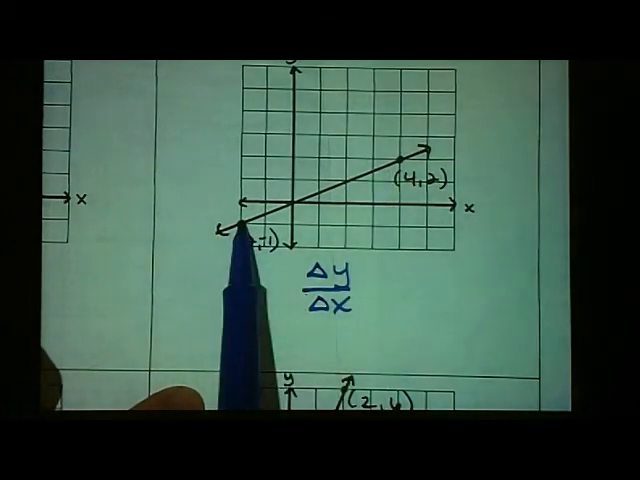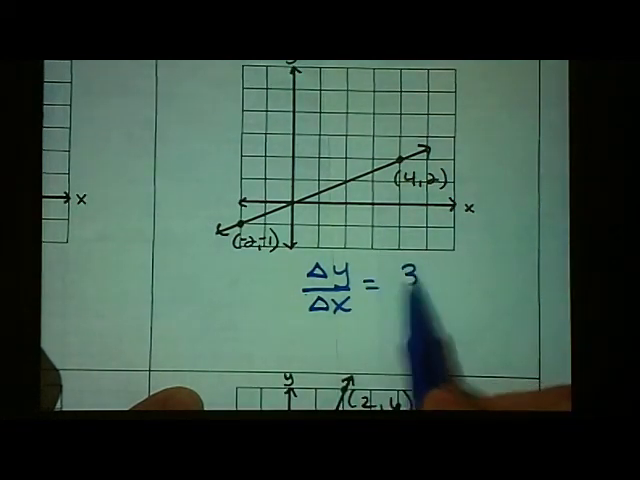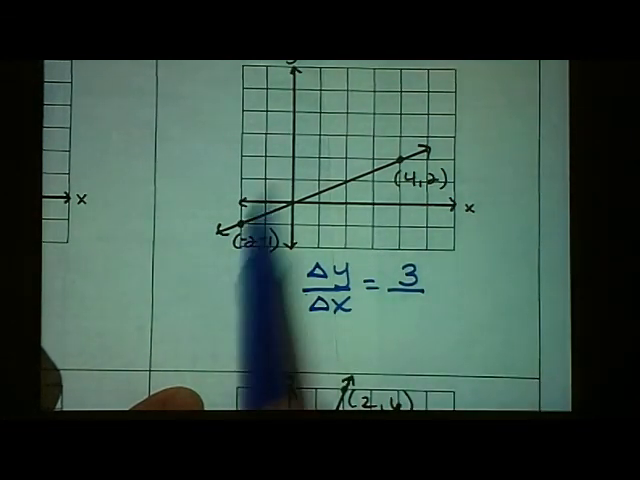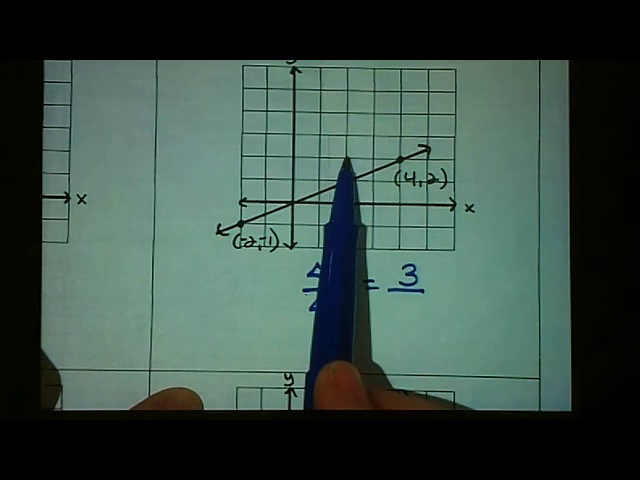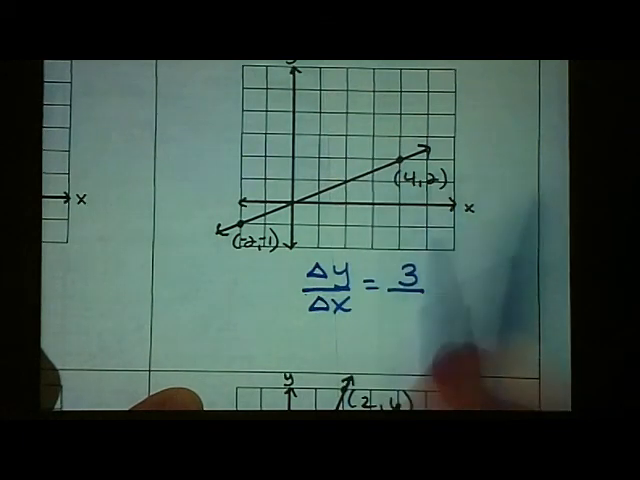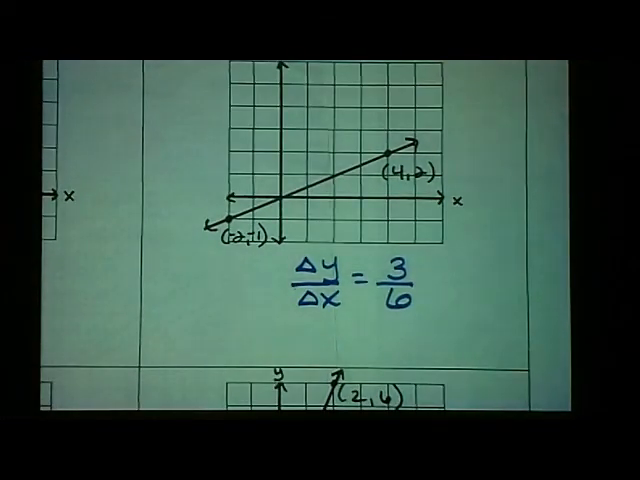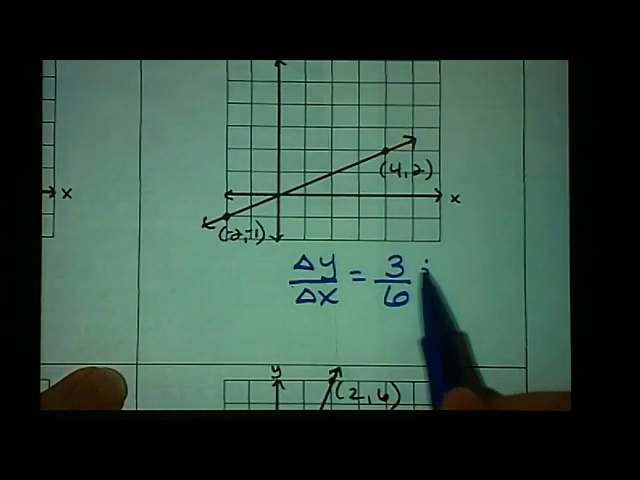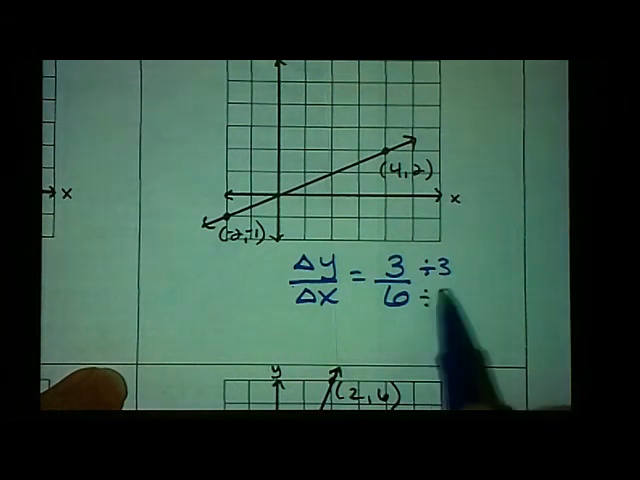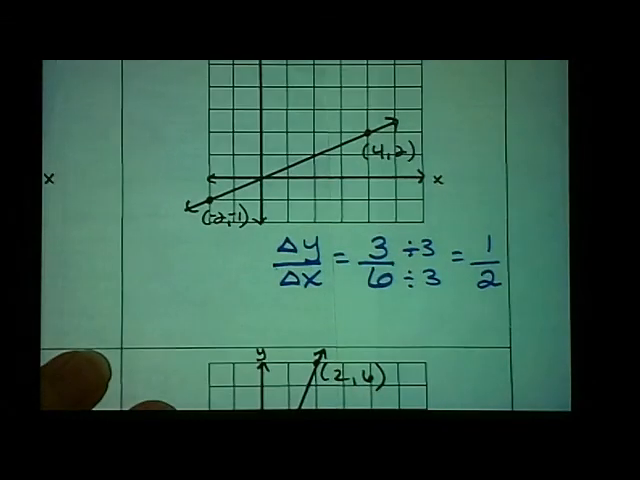To get from here to here, I have to go up 1, 2, 3. So my change in y is 3. My change in x is 1, 2, 3, 4, 5, 6. 3, 6. Bells should be going off in your head. Lights are flashing. 3, 6 is not an appropriate answer because you know that both of those can be divided by 3. 3 divided by 3 is 1. 6 divided by 3 is 2. The slope of this line is 1/2.